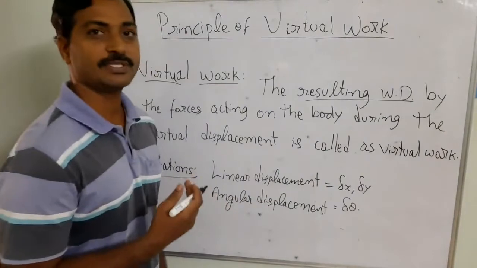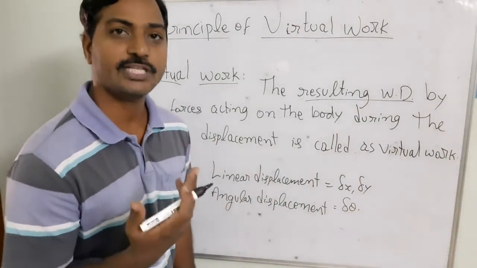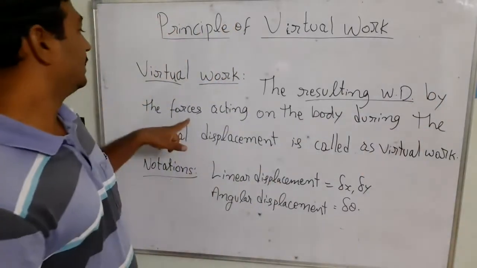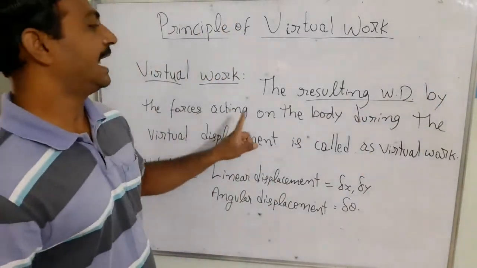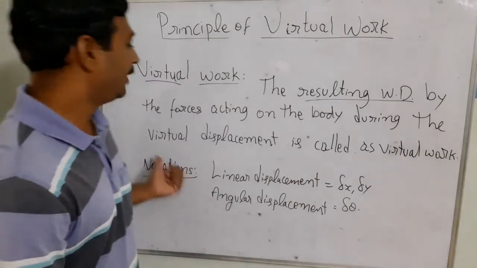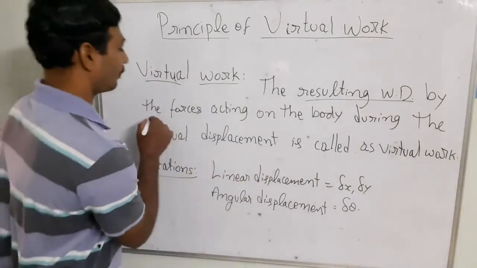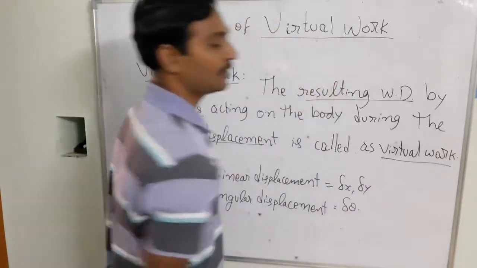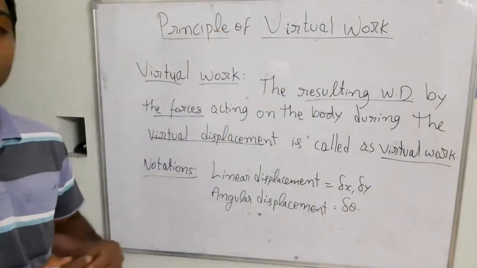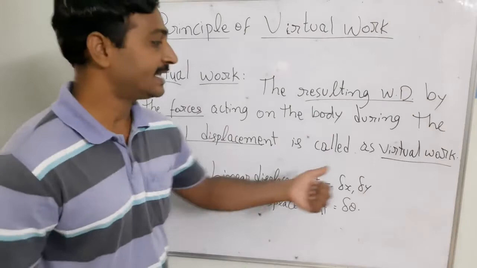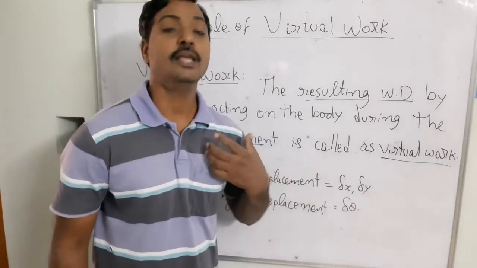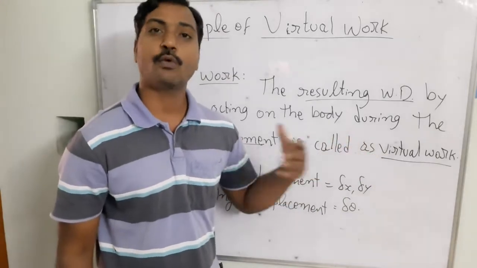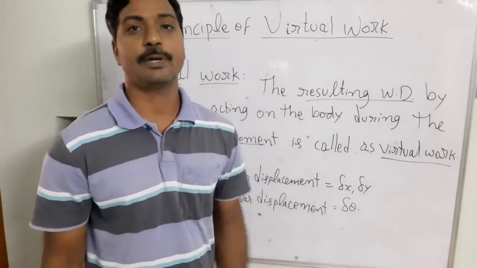When the body is subjected to the force as well as the virtual displacement, that leads to the work done. The work done by the force acting on a body during the virtual displacement, that means the product of the force and the virtual displacement, we are going to call the virtual work. Right? Virtual work is again an imaginary work. Actually, no work is going to happen, but by applying this virtual work, we are going to find the forces in the particular members.